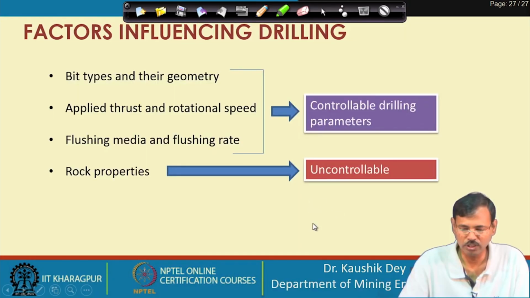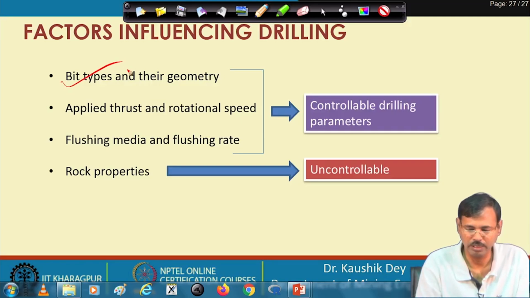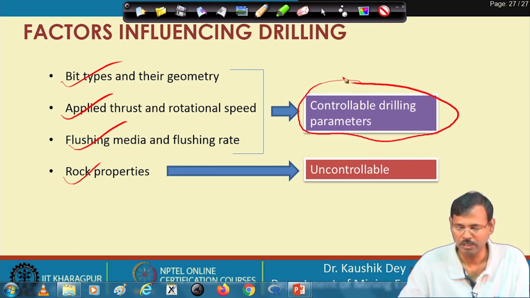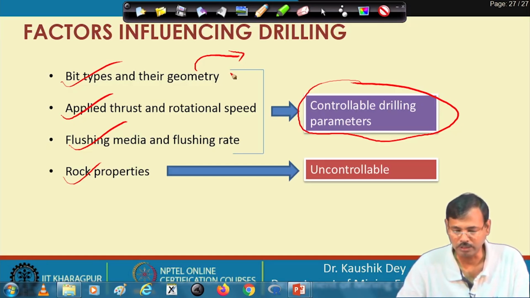The factors influencing drilling are considered as the bit type and its geometry, applied thrust and rotational speed, flushing media and flushing rate, and rock properties. Among these, 3 are controllable. The operator can control the bit type, which is a one-time control of the drilling system. So, depending on the rock type, you have to choose the right type of bit.